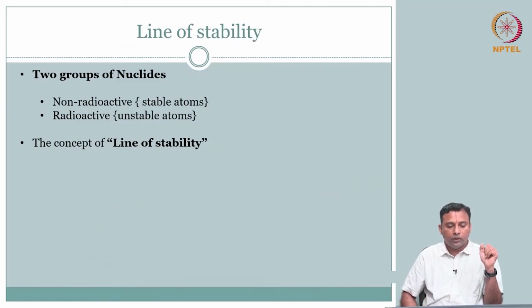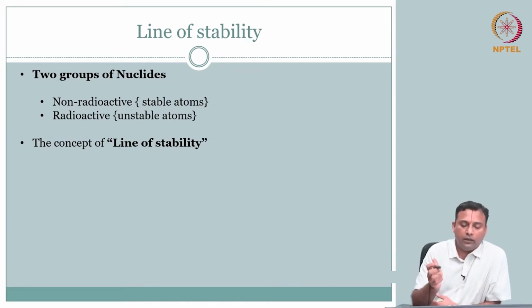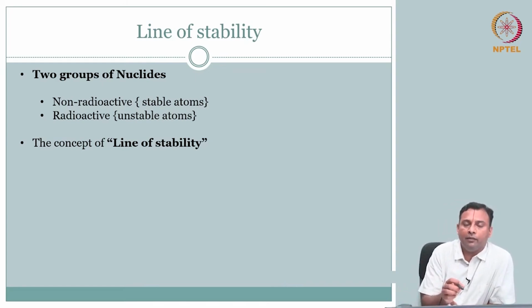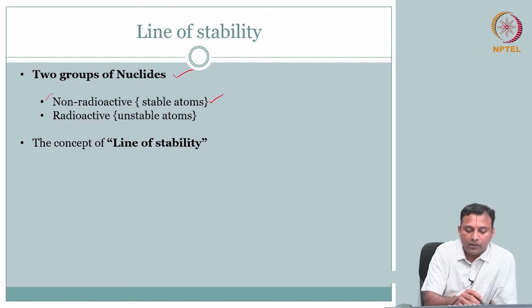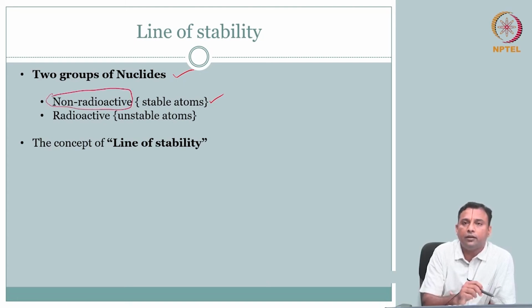Okay. Remember I told you that the number of protons is approximately the number of neutrons, and I said we will look at that relationship between neutrons and protons. We have two groups of nuclides. One is stable, the other is unstable. The stable ones are considered non-radioactive. We are more interested in the radioactive, or rather unstable, atoms.